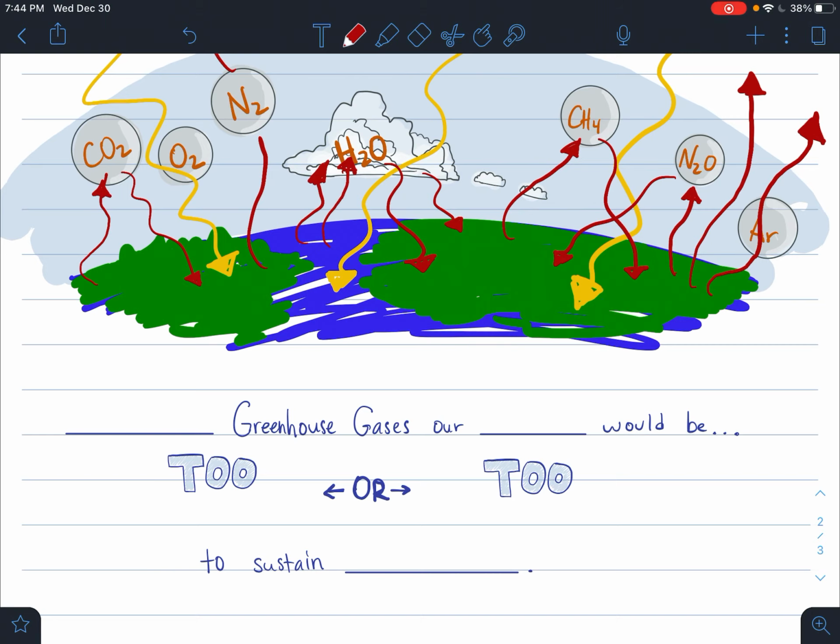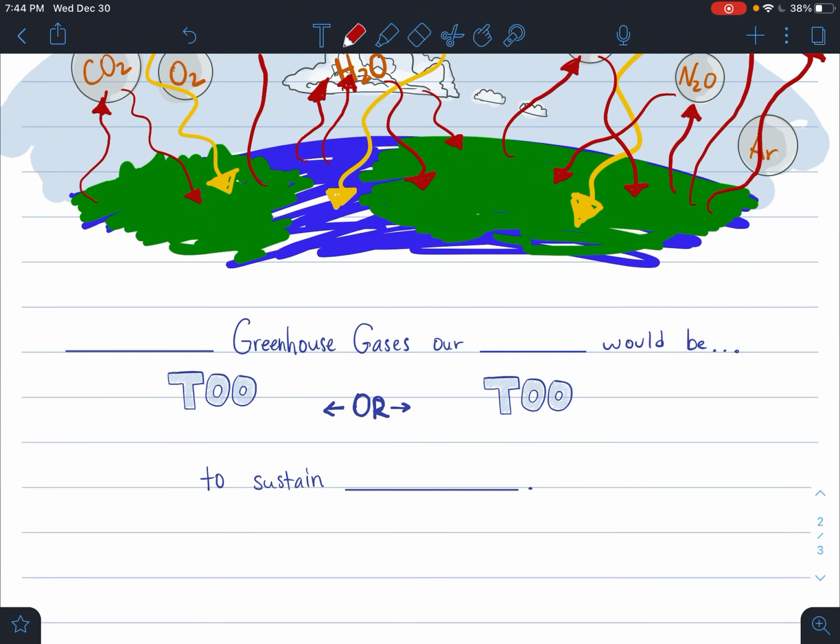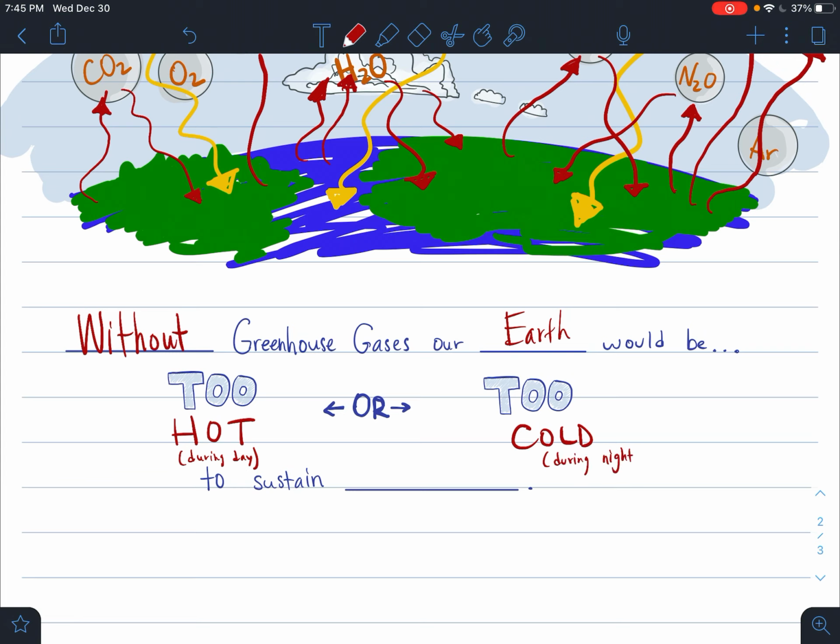So all of these greenhouse gases are really, really important for us here because it helps us keep our Earth cozy, as I said. So if we didn't have them, without greenhouse gases, our Earth would be either too hot, if we were facing the sun and we didn't have an atmosphere, the sun might just wipe us out because the atmosphere actually blocks some of the radiation from the sun. So it would be too hot during the day, and at night when we weren't facing the sun, if there was no atmosphere to trap heat down to our Earth, it would be too cold during the night, because we wouldn't have that blanket.